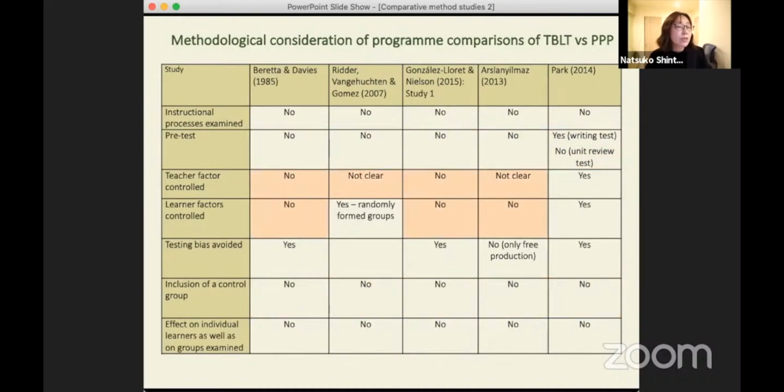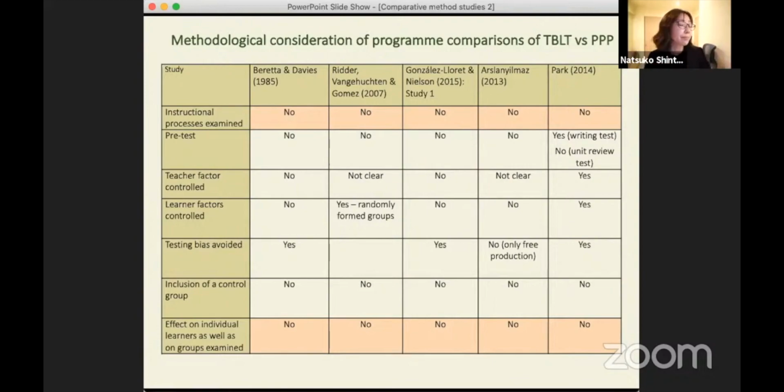We cannot exclude the possibility that differences were caused by the teacher's skills, because different teachers teach in different groups, or the students' proficiency before participating in the program. And the crucial issue is that none of them investigated the process features or their effects on individual learners. They look only at the whole.